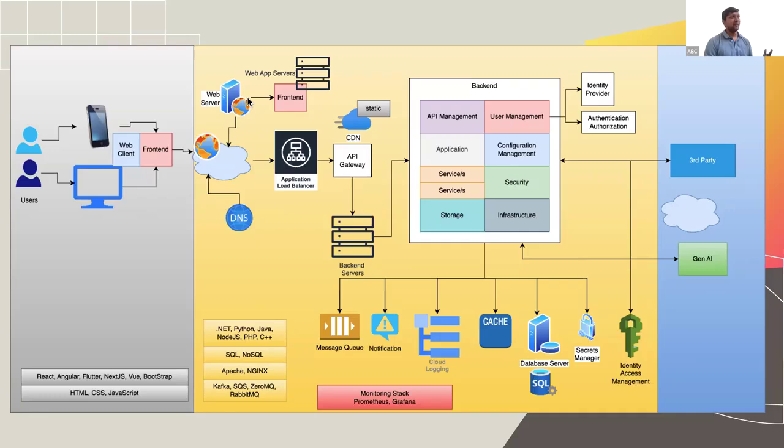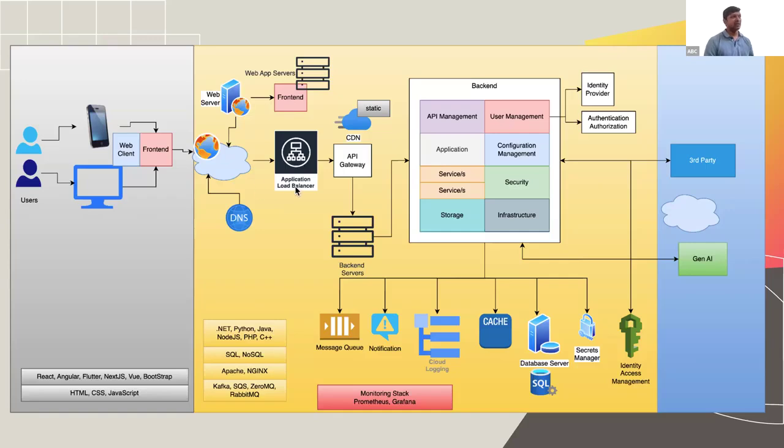So there's a web server. And there could be a series of web app servers as well. And these application servers could have multiple applications running on them. This is for the front end. We can say that the front end is running on one of the web servers, right?